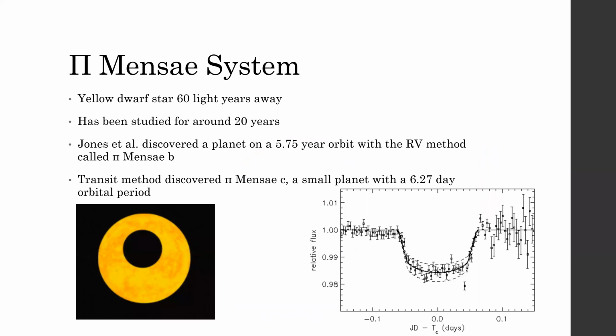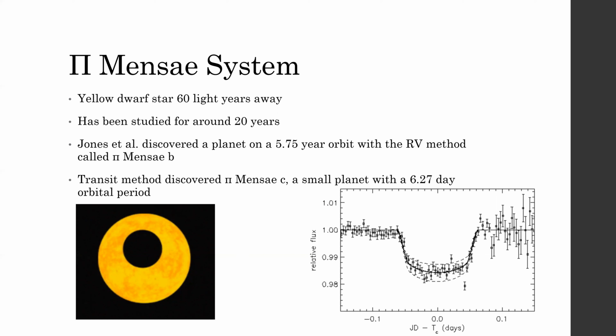So today we're going to be studying the Pi Mensae system. Pi Mensae is a yellow dwarf star about 60 light years away. It's located in the sky in the Mensa constellation, hence its name. And it's been a source of interest since 2002, when Jones et al. discovered a planet using the radial velocity method.